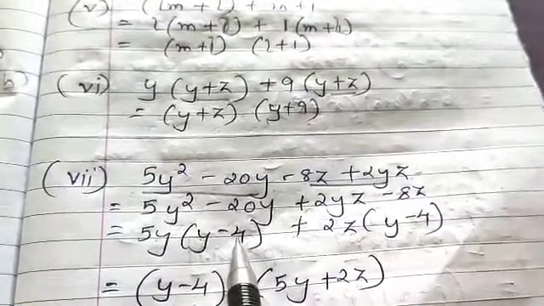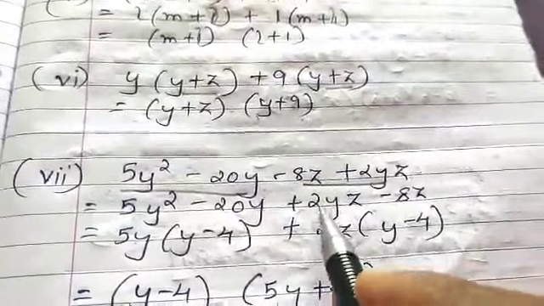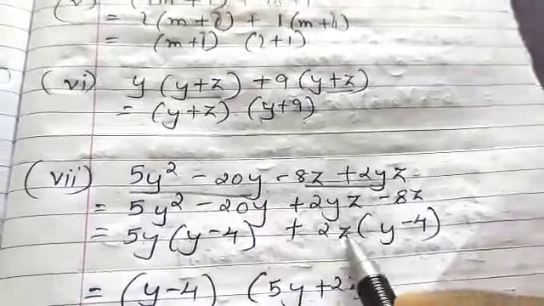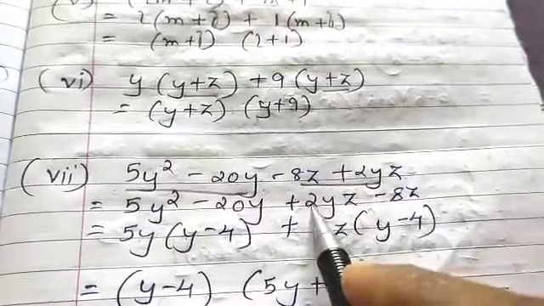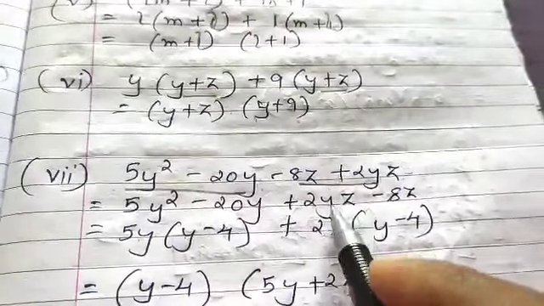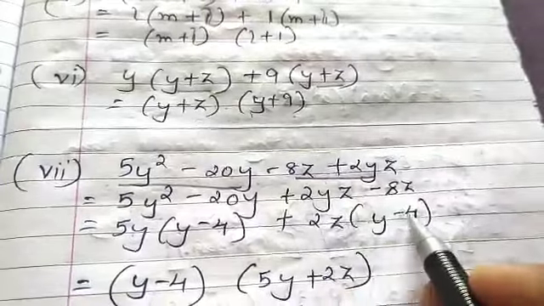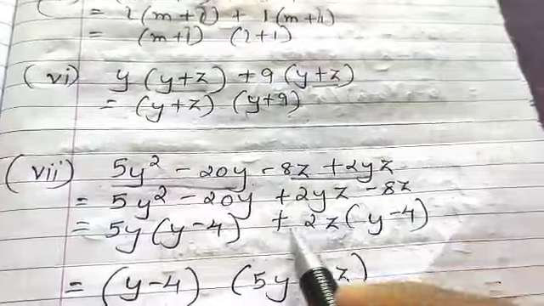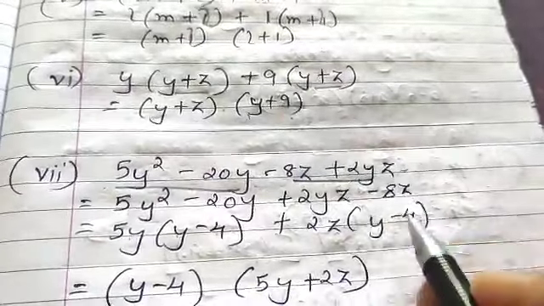So here 4 will remain. Now from the second group, take out this 2z as the highest common factor. So what will remain from 2yz? If I take 2z as common, y will remain, and 2z into 4 gives negative 8z. That is 2z into negative 4 is negative 8z. So write down negative 4 over here.